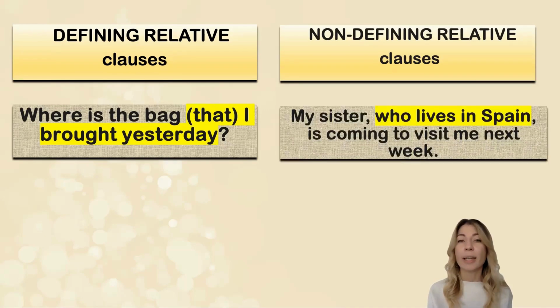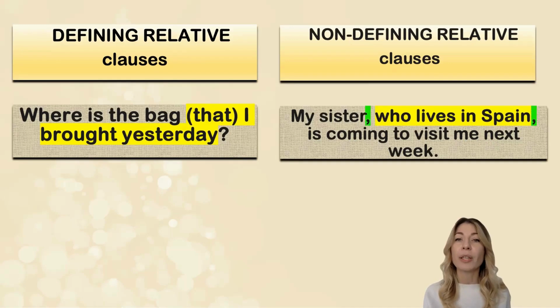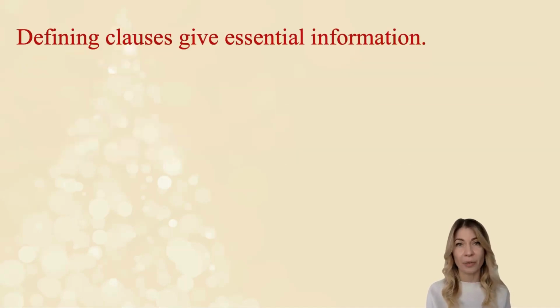Whereas this second example, my sister, who lives in Spain, is coming to visit me next week. You can see here I'm using these commas, right? Because who lives in Spain is just extra information. And if I skip it, I'm saying, for example, my sister is coming to visit me next week. This sentence still makes sense. So that's the difference between defining and non-defining relative clauses.